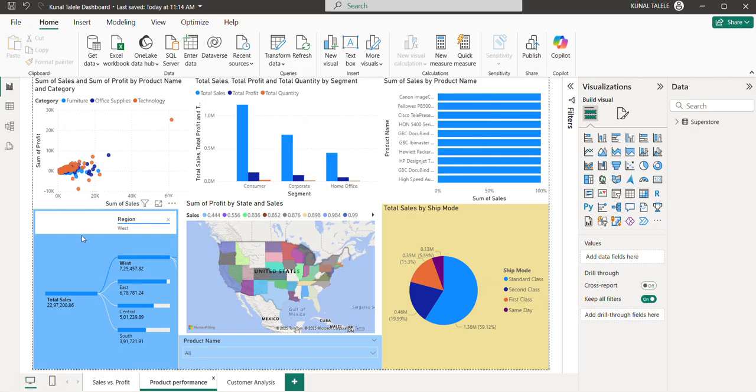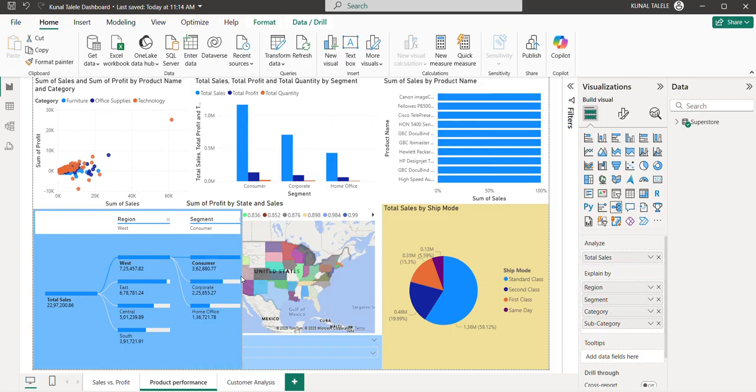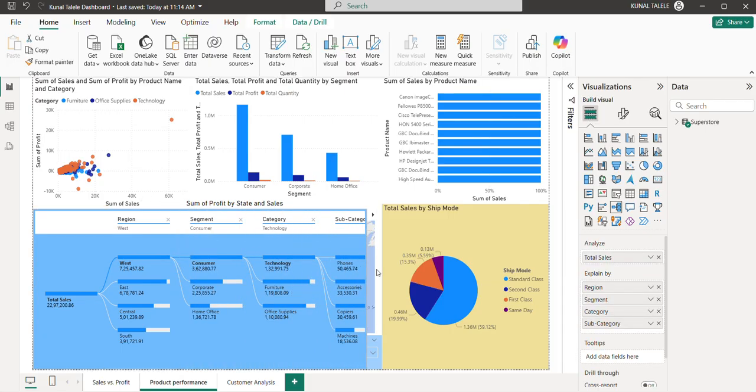Next is a hierarchy tree. As you can see in the visualization, I have also added some other fields, that is segment, category, and subcategory.